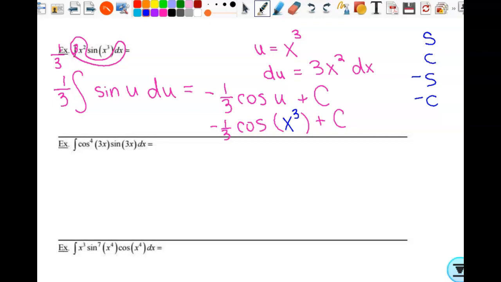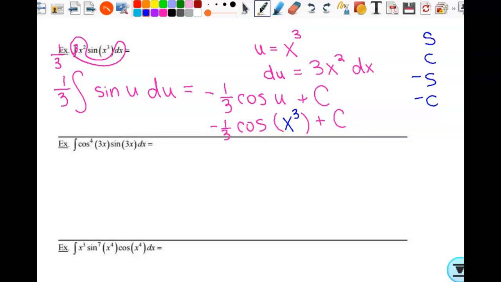Here's what I would do. If you want to call this u, let's see what du would be. I would end up with 4 cosine cubed 3x times negative sine 3x times 3. That would be your du, if you call that u. I think we made kind of a mess. So this is an example of, okay, let's try something. Maybe it didn't work. Try something else.